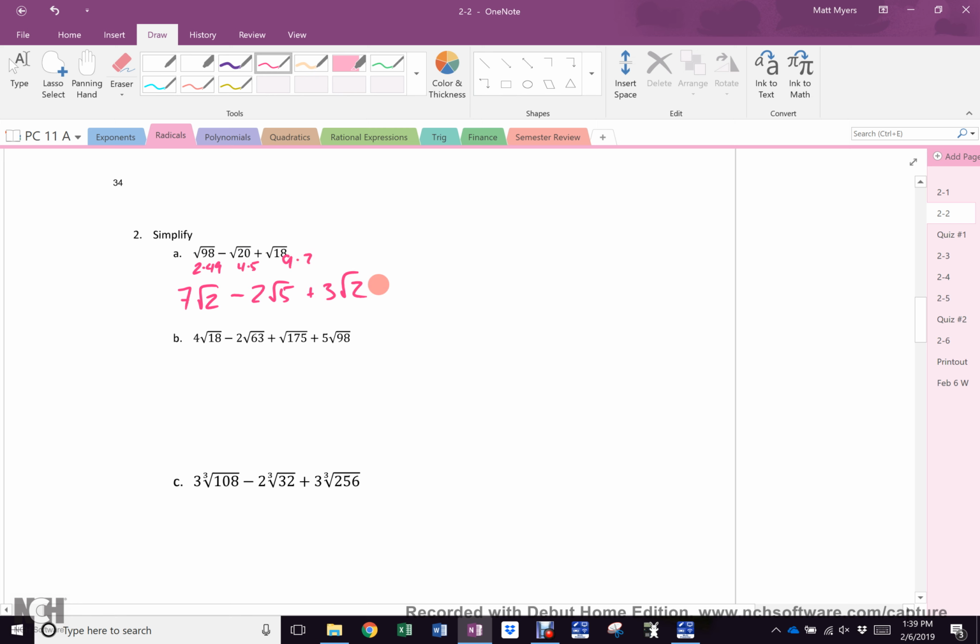Can I do anything there? 7 root 2s and 3 root 2s. How many root 2s do I have? 10 root 2s and 2 root 5s. Yes. Technically, I have added negative 2 root 5s. Any questions? It's never more difficult. It's only more complex.